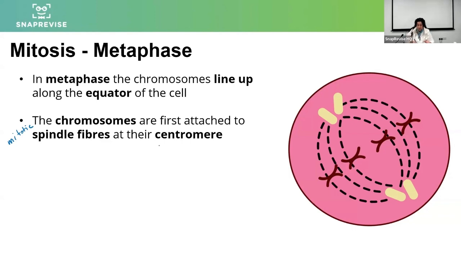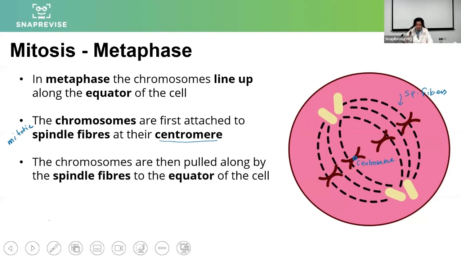Which part of the chromosomes? Specifically the centromere, which is this little central part here where sister chromatids are held together. This is my centromere. These are my spindle fibers, or mitotic spindle. These are, again, the centrioles.